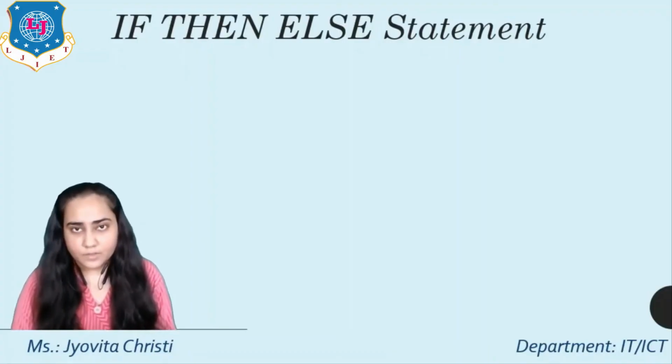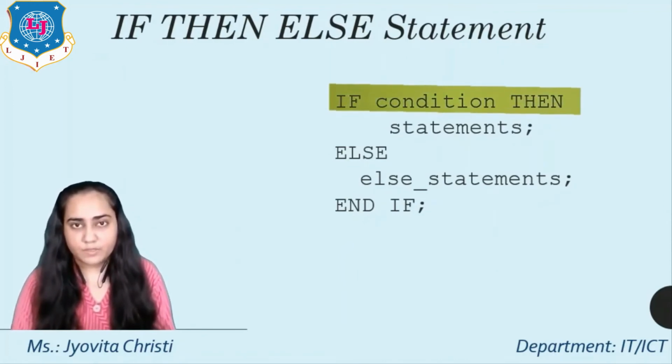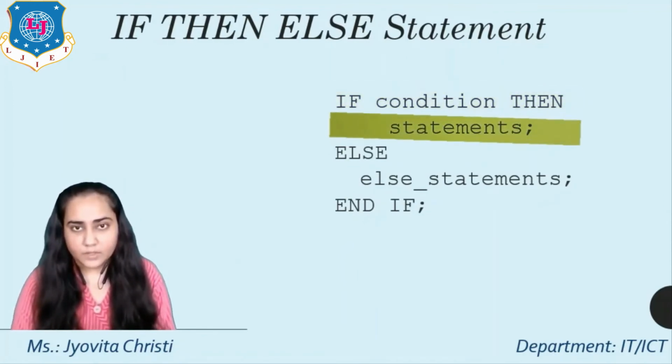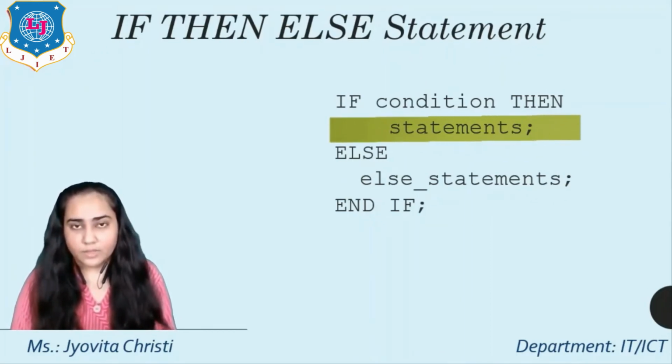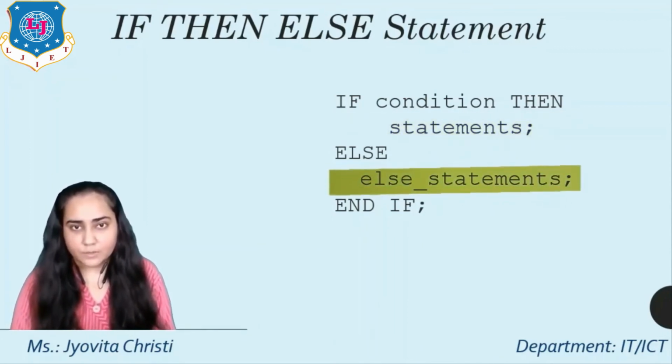The if then else statement has this type of a structure. If the condition evaluates to true, then the statements between then and else execute. If the condition evaluates to false or null, the else statements between else and end if execute.